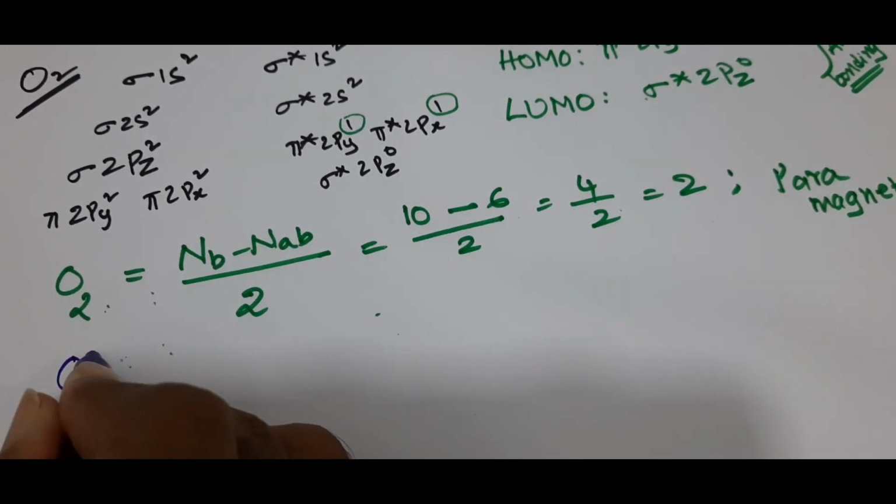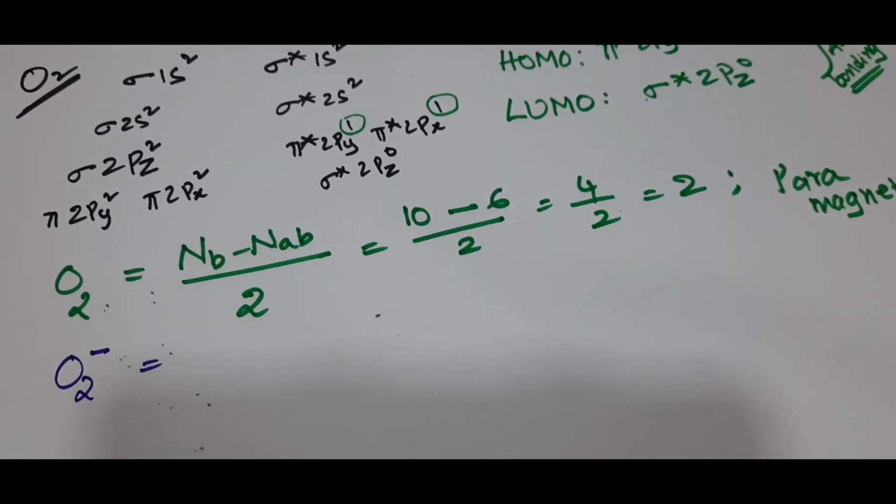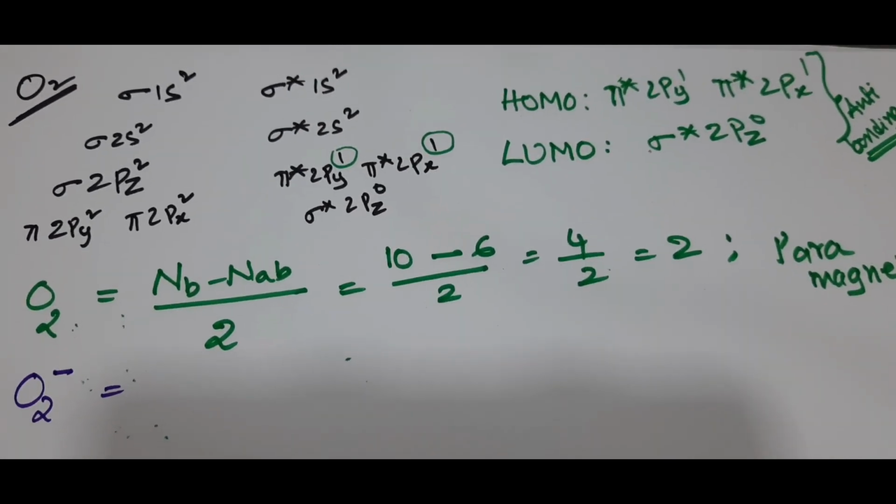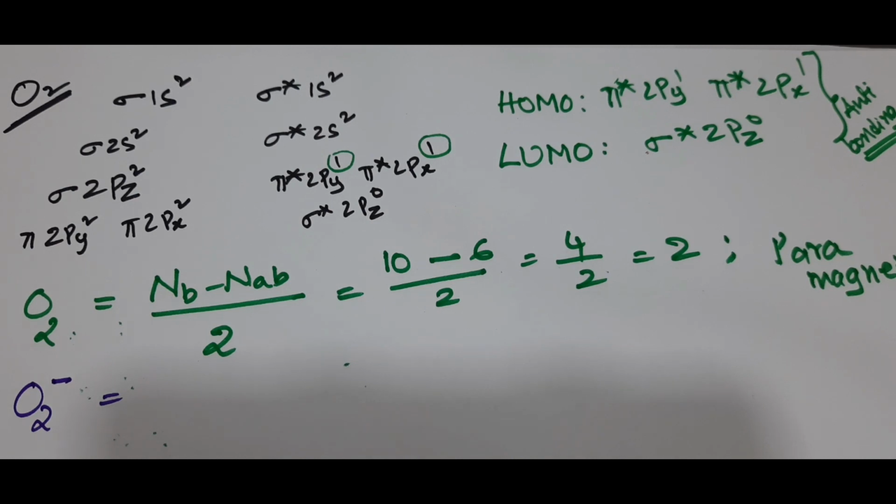O2 minus. O2 minus means you are adding 1 electron to the O2 molecule. O2 molecule has how many electrons? 16. O2 minus means 17 electrons. So one new electron will be added.